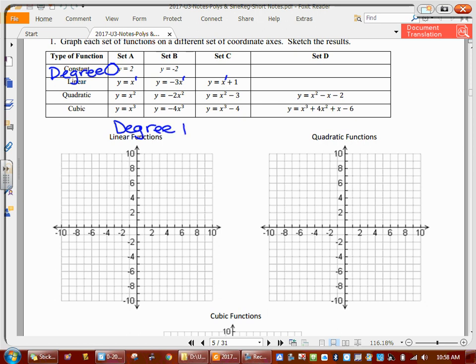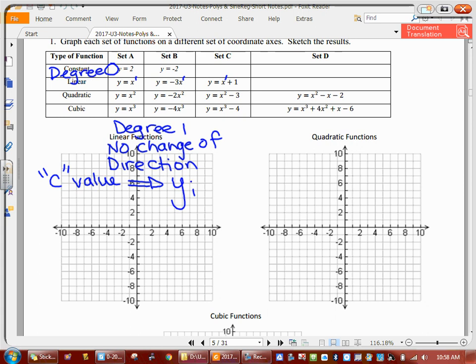So if they're degree 1, there is no change of direction. That's what we know already. We also know that the C value is what? What location is the C value on the graph? What do we know about that? It's the Y-intercept. Okay, so we know those things about linear functions.